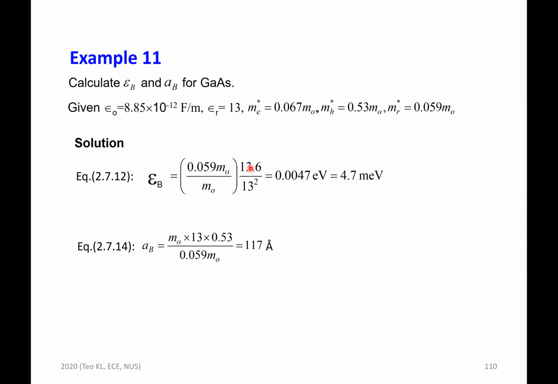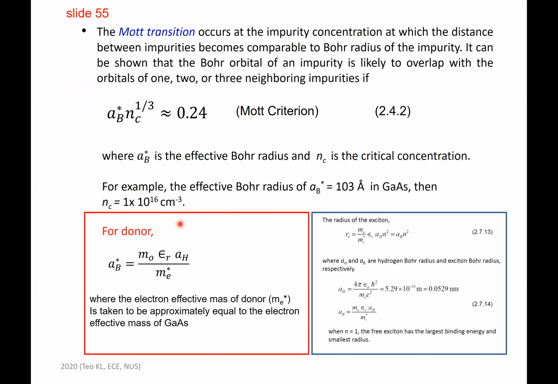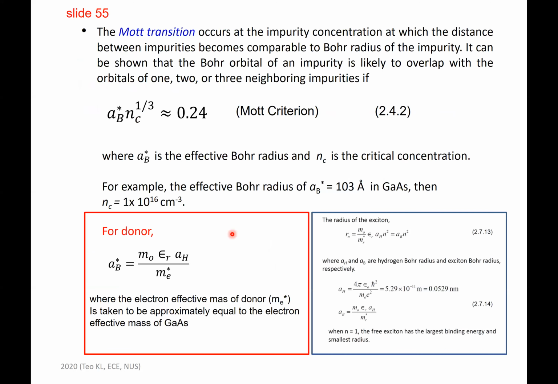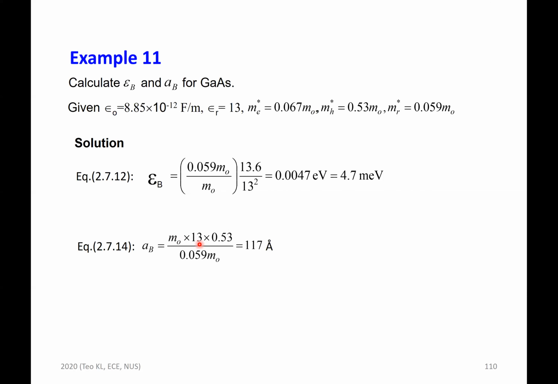So you plug in all the values, and you can find the binding energy of the exciton of gallium arsenide is about 4.7 meV. The Bohr radius, again, is based on this equation. So basically it is M0 times the relative dielectric constant times the Bohr radius of the hydrogen atom over the reduced mass. That gives you about 117 angstrom.